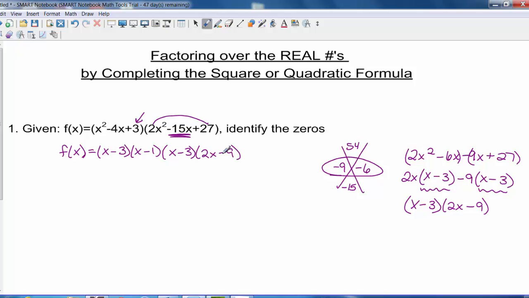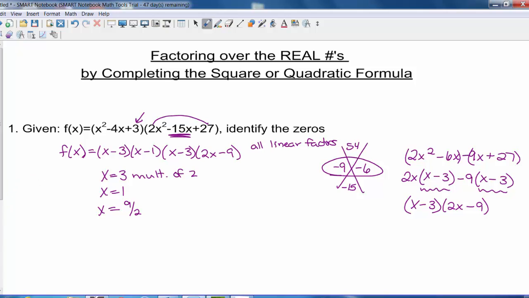Now that this is in completely factored form, because I have all linear factors, I can identify my zeros. So here I'd have a 0 of 3, here I'd have a 0 of 1, here I'd have another 0 of 3, so I'm going to call this multiplicity of 2, and here my 0 I would add 9 and divide by 2, so that would be 9 halves. Okay, so this is what we've done previously.